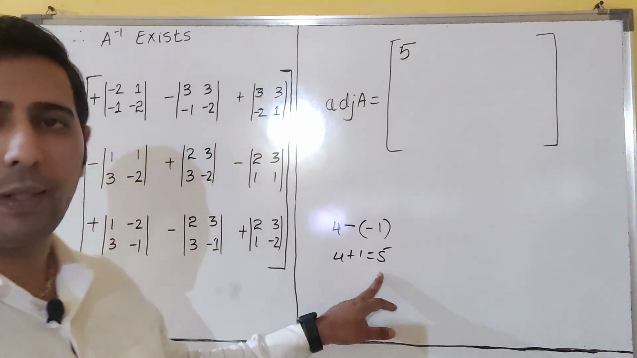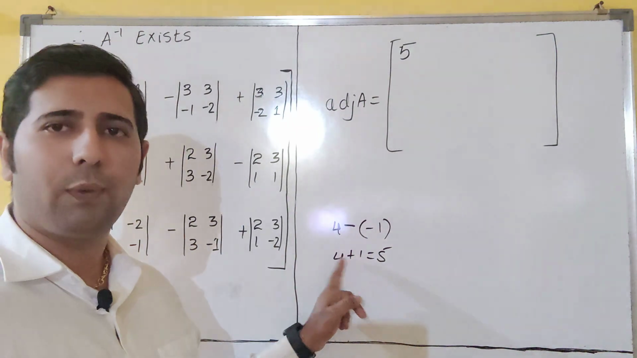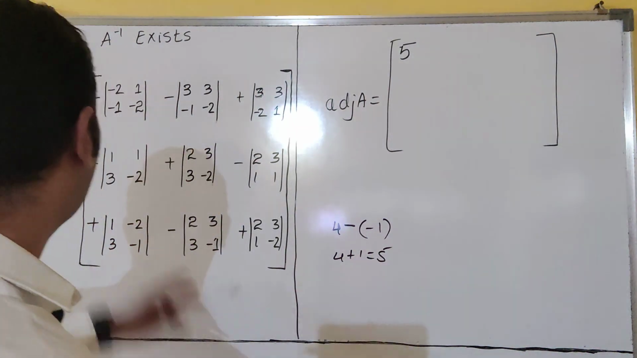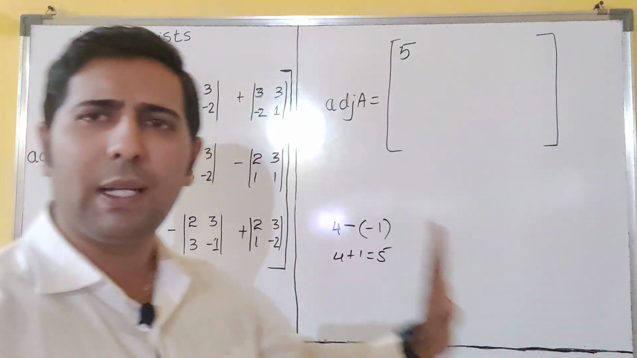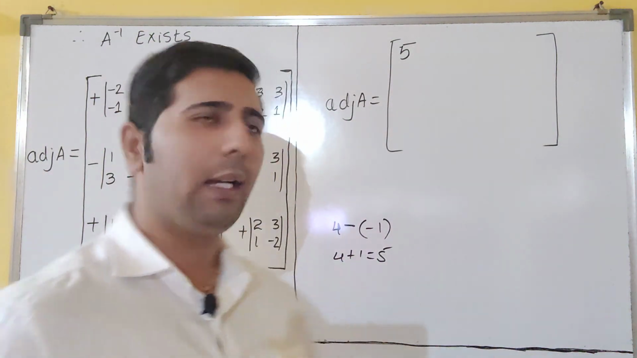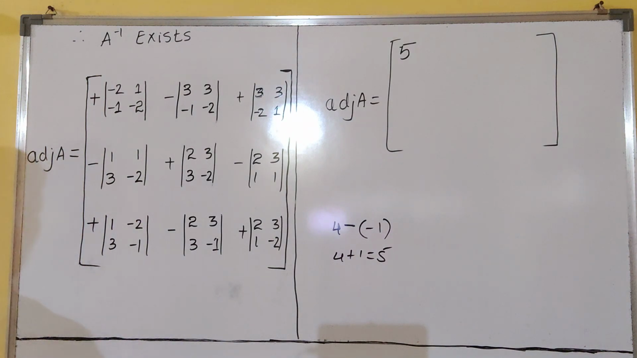I hope it is clear to everyone. Minus into minus plus 1, 4 plus 1 is 5. Clear everyone? 5 we got. Outside plus is there, no doubt. Plus into plus, plus 5 only. Understood? So this is one simplification.